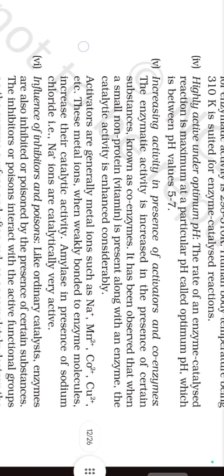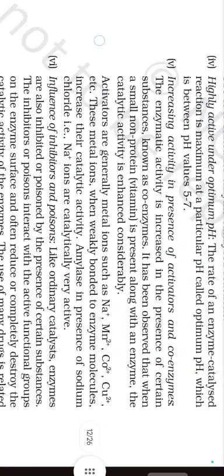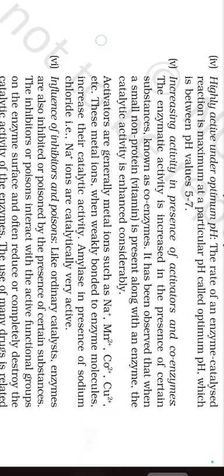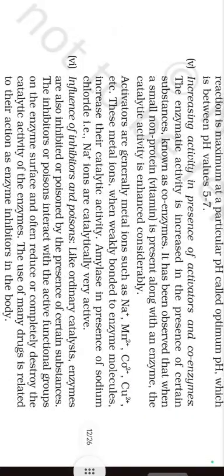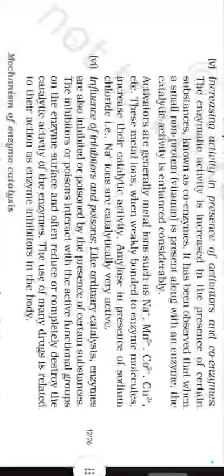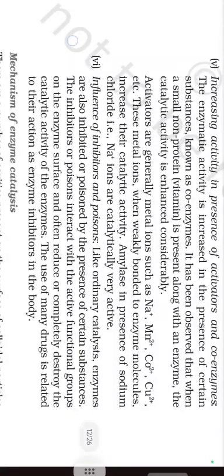Fourth, highly active under optimum pH. The rate of an enzyme catalyzed reaction is maximum at a particular pH called optimum pH, which is between pH values 5 to 7. Fifth, increasing activity in presence of activators and coenzymes.